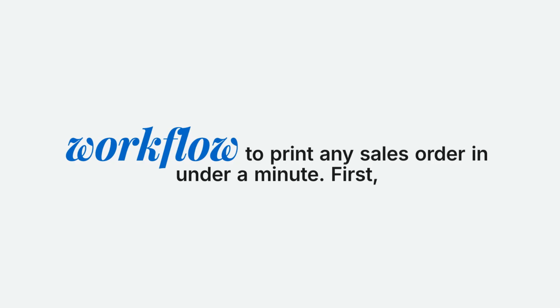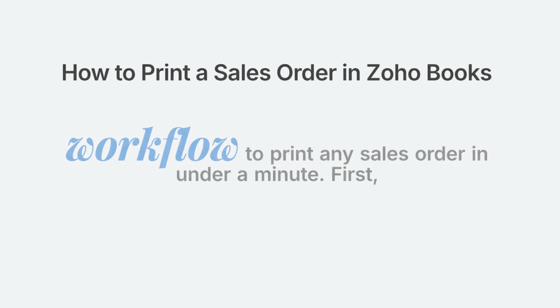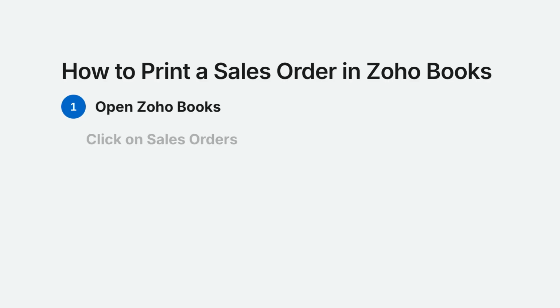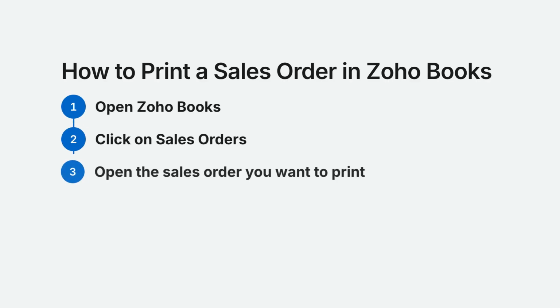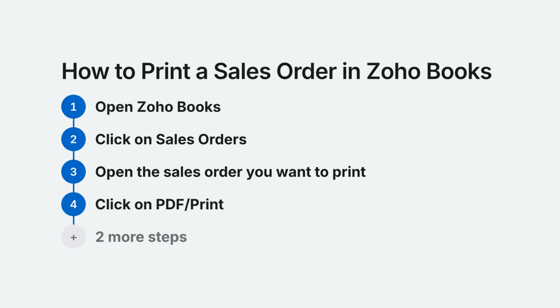Tired of hunting for the print button in Zoho Books? Learn the exact 6-click workflow to print any sales order in under a minute. First, open Zoho Books and go to Sales Orders. Then, open the specific order, use the PDF/print button, and finish with 2 quick print clicks.